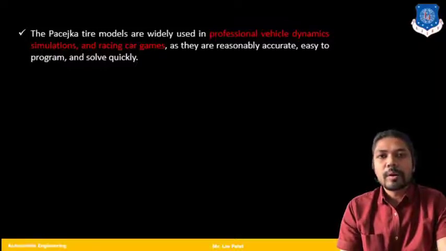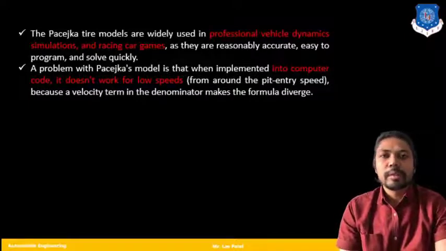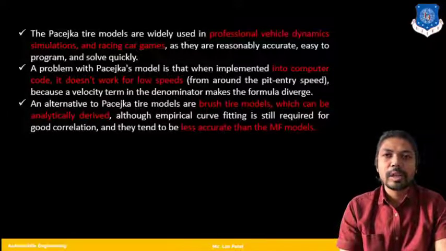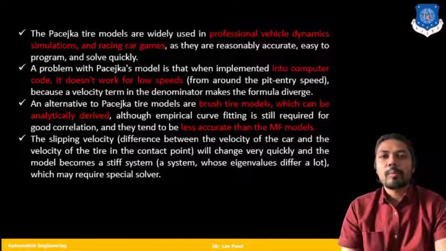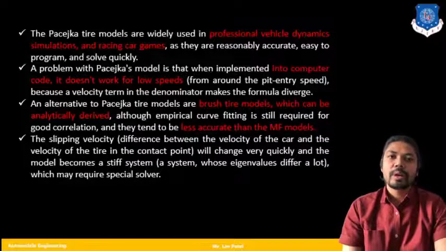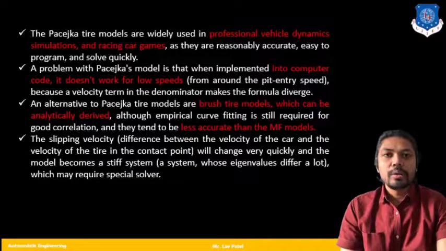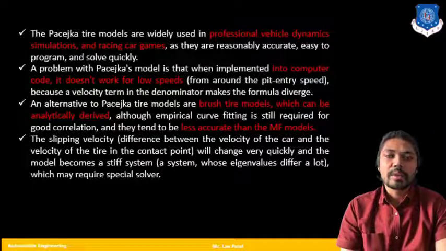Now, the main problem of that model is, if you code this kind of model on a computer, it doesn't work for low speed. So it is not for low speed vehicles, or at low speed you will find it difficult because the velocity term in the denominator makes the formula diverge. So it can affect our modeling of the tire as well. So you can see that at low speed you will not find it accurate. Also, comparing with the other tire models, there are several tire models like brush tire models.